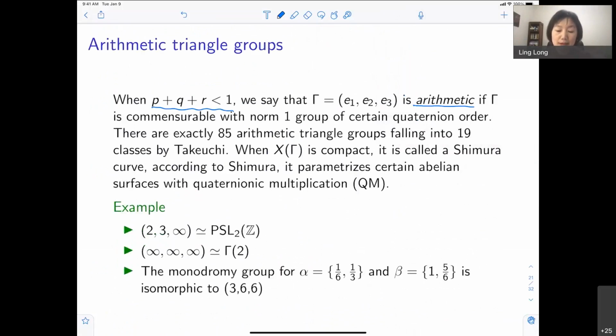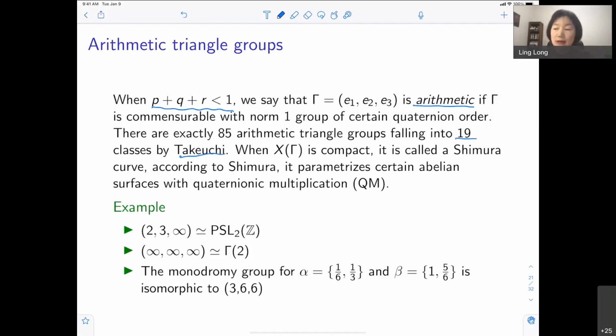Okay, so this notion is defined to be arithmetic if the group gamma is commensurable with the norm one group of a certain quaternion order. And then by the classification of Takeuchi, there are 85 arithmetic triangle groups, divided into commensurability classes, there are 19 of them.